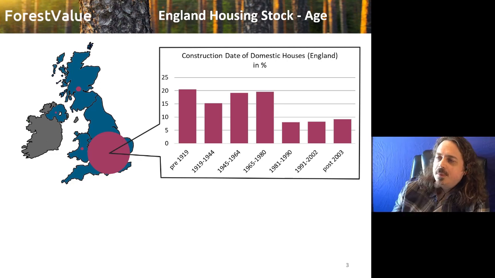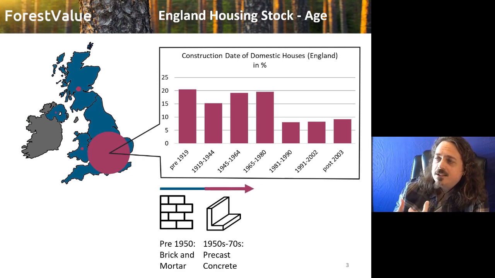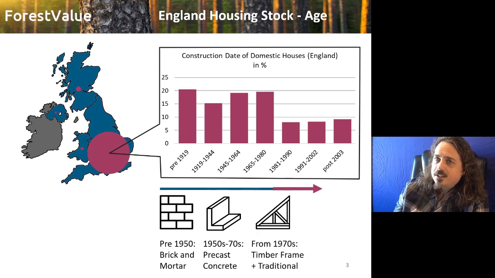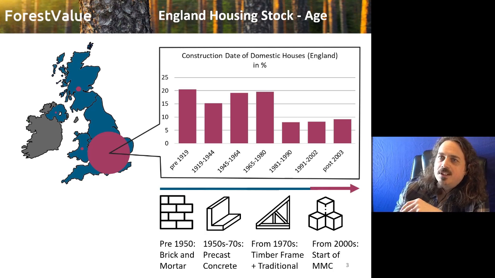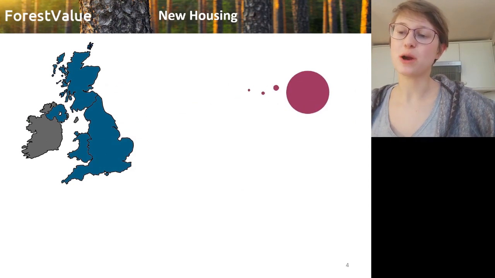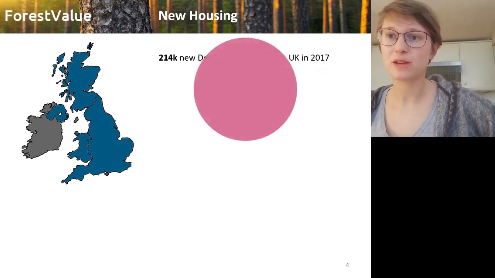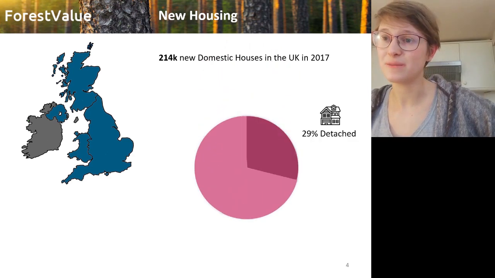So many of the buildings that are now coming to the end of their lives are of the traditional brick and block construction or concrete construction. And it was only really since the 1970s that we got more timber frame in construction. But there is still a lot of wood in these old buildings. And if we look at new houses that are constructed at the moment, it was 214,000 houses in 2017.